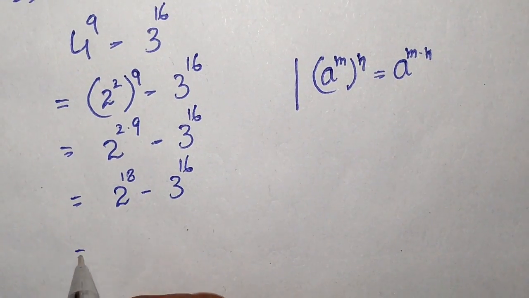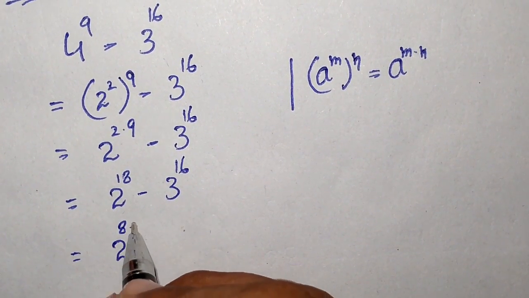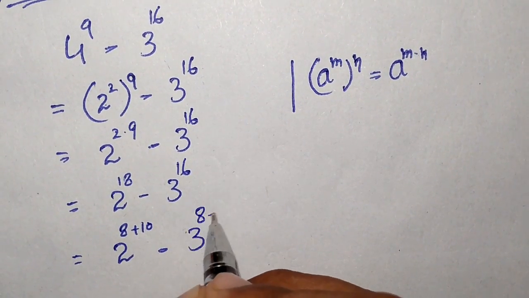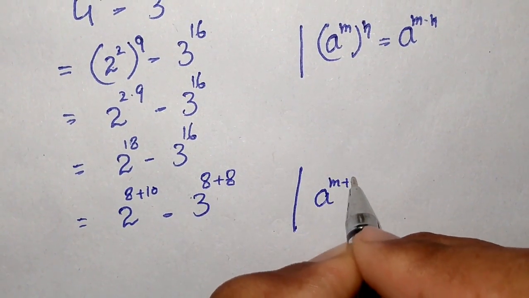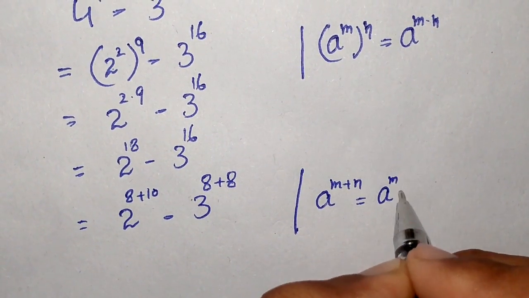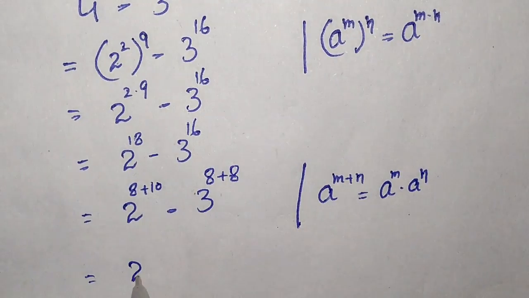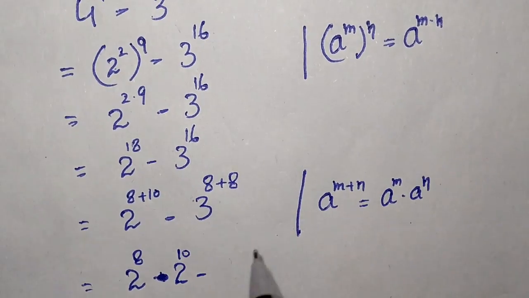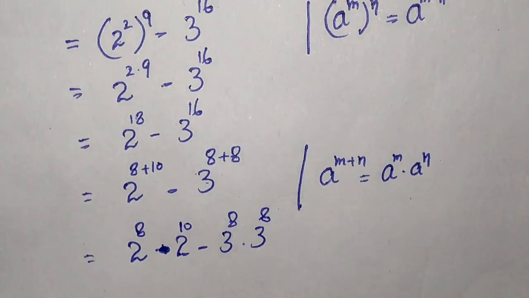Now in the next step, we know that 2 to the power of this 18 can be written as 8 plus 10, minus 3 to the power of this 16 can be written as 8 plus 8. Now we know that a to the power of m plus n is equal to a to the power of m times a to the power of n. So to apply this condition, this will become 2 to the power of 8 plus 2 times 2 to the power of 10, minus 3 to the power of 8 times 3 to the power of 8.